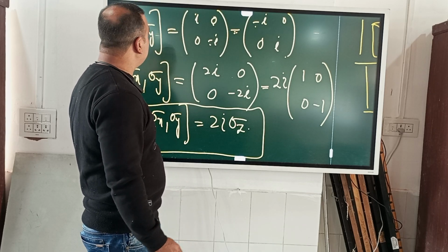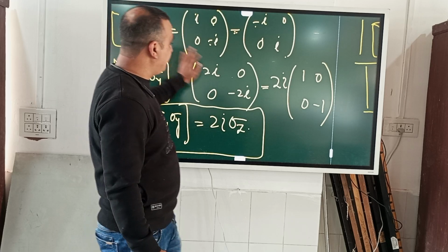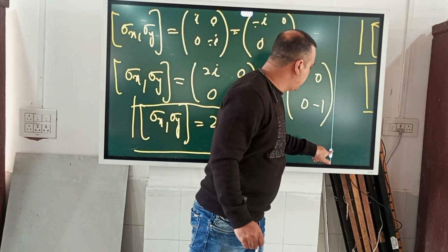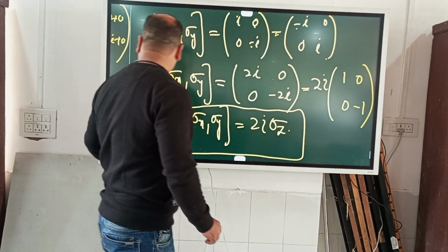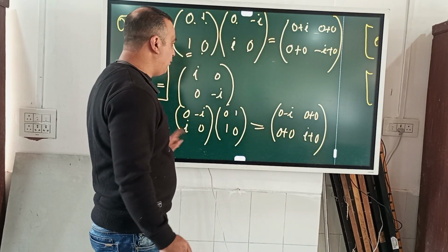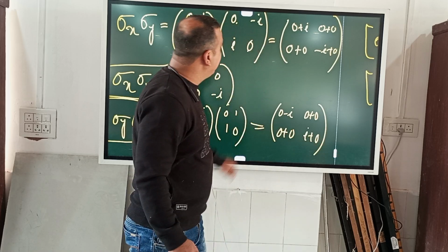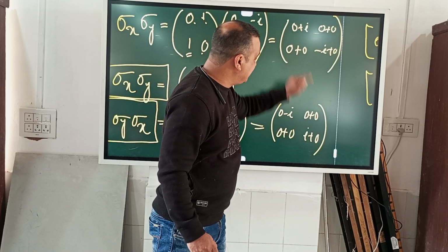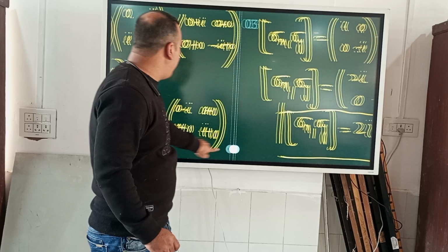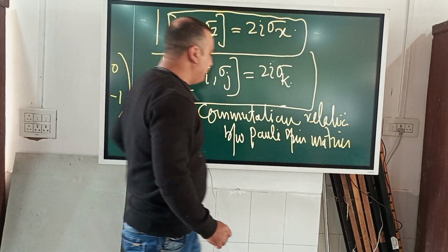For the reverse, what was it? No, this is for sigma x, sigma y. No, what was sigma y, sigma x? So this was sigma y, sigma x. So minus i and i is here. And here I have i and minus i. I and minus i. And you can see that.